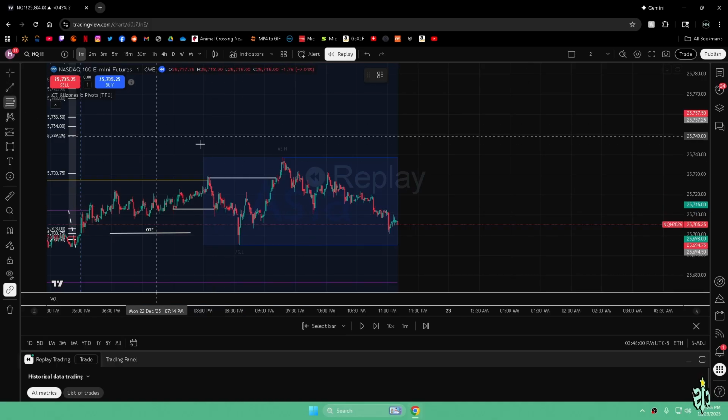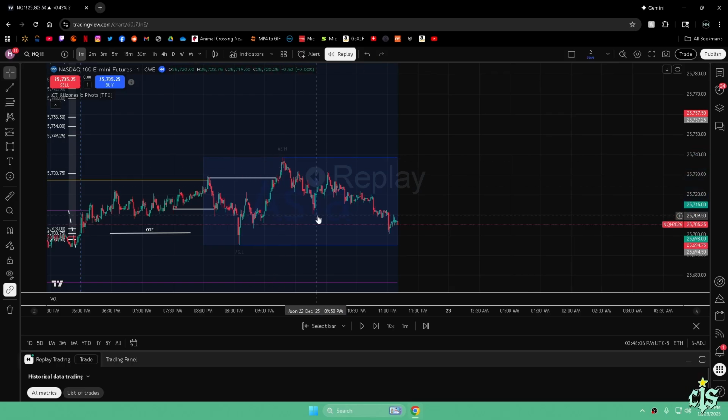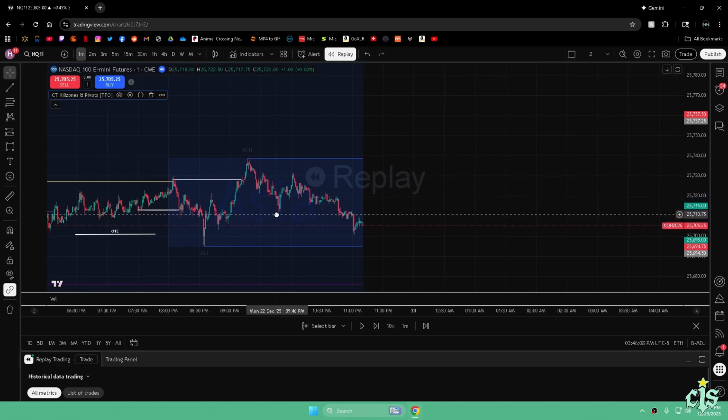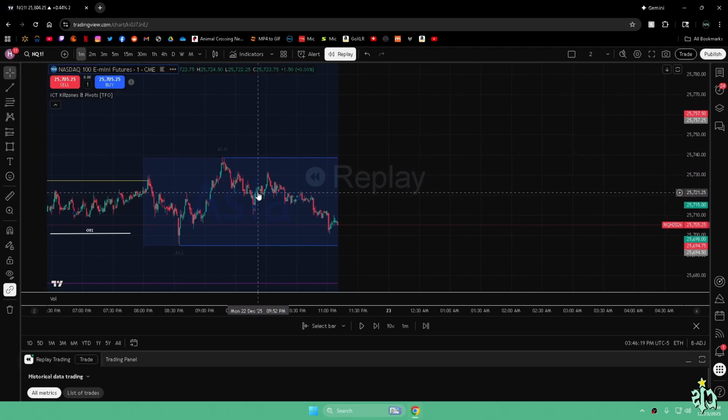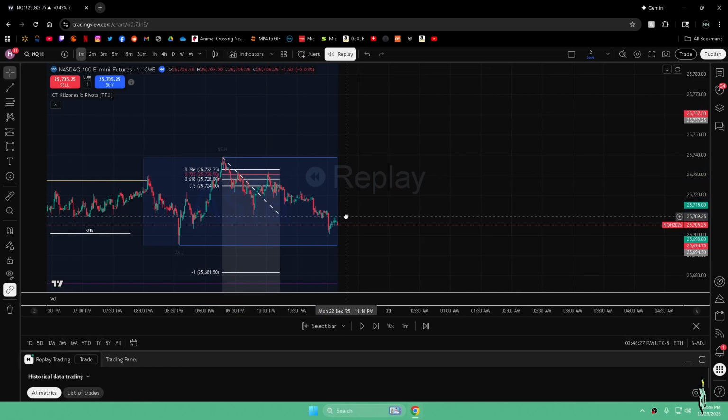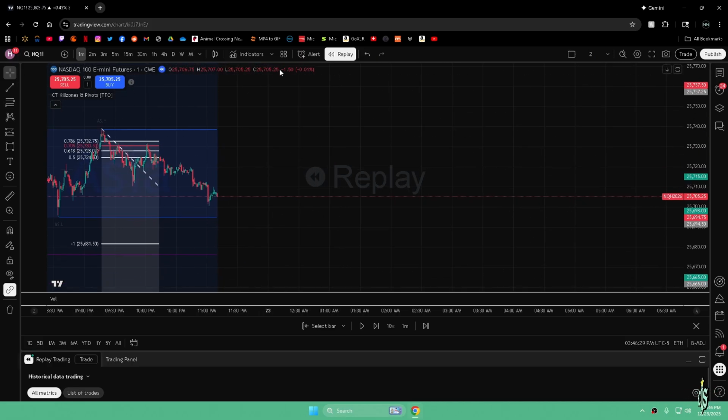Right? So this would be our next range. Actually, I believe it would be this. It would actually be a sweep of these highs. No, actually, this one isn't any sweep. Right. Looking back on it, it's just a range that was made. But let's continue to play this out.